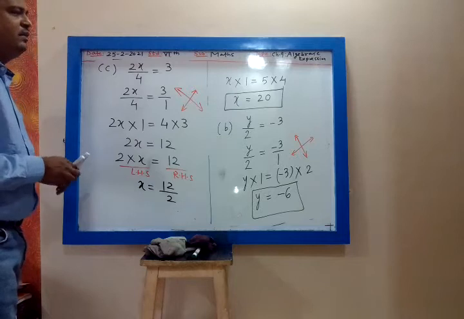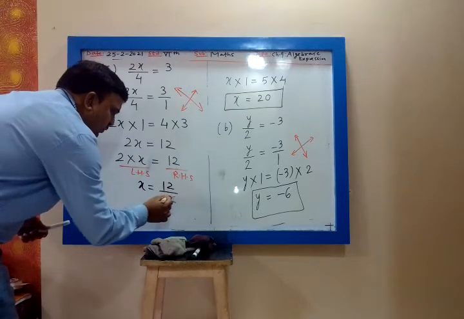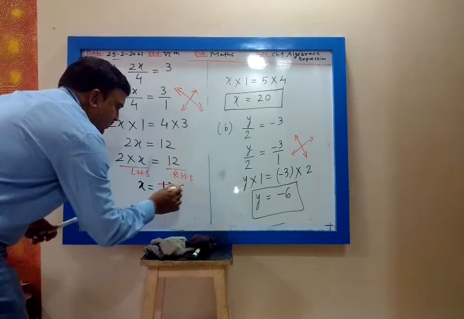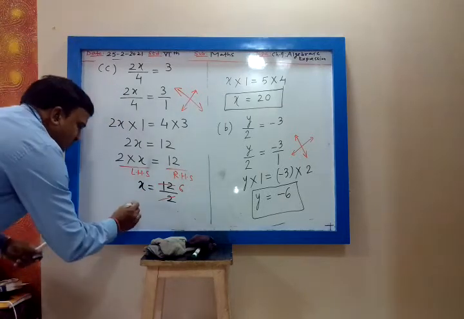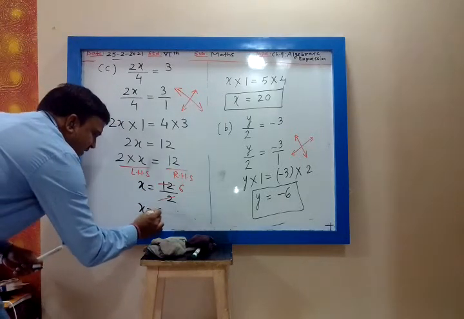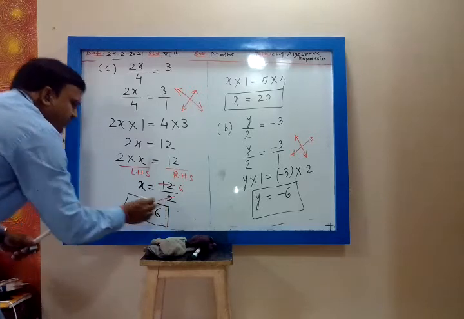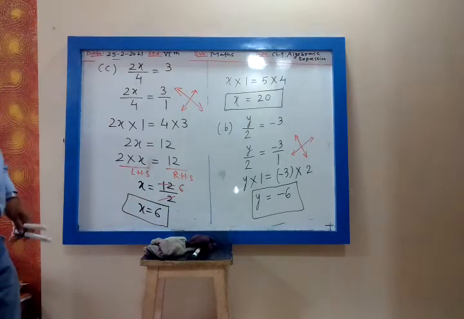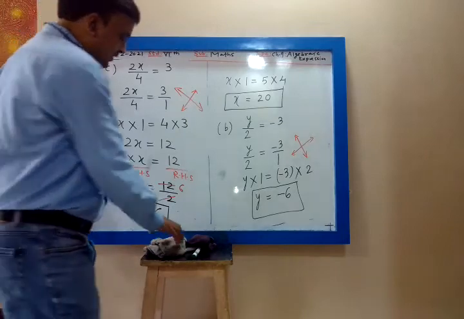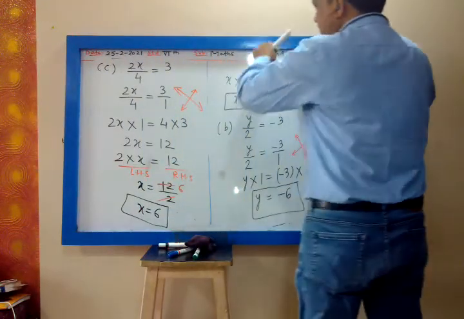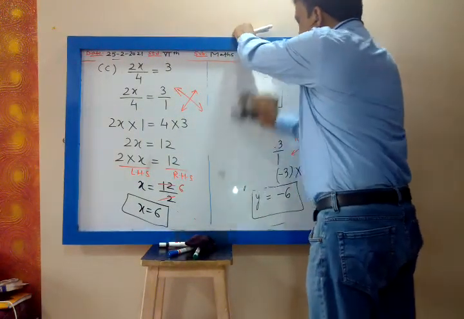Now you can cancel 12 with 2. 2 ones are 2, 2 sixes are 12. So the answer is x is equal to 6.